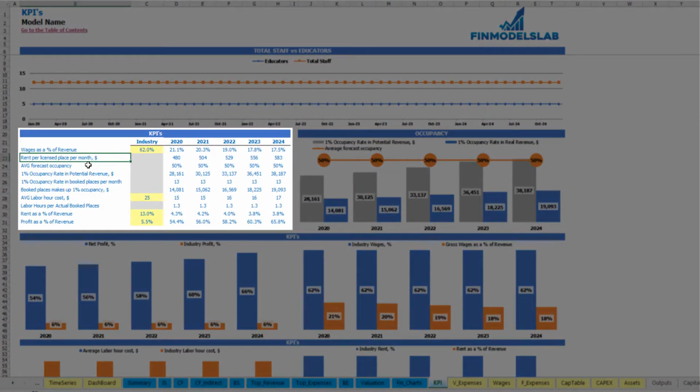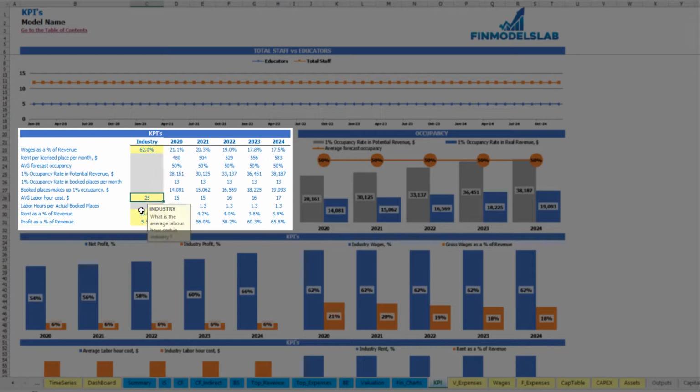percentage of revenue, rent per licensed place per month, average forecast occupancy, occupancy rate and potential revenue, occupancy rate and booked place per month, booked places makes up to 1% occupancy, average labor hour cost, labor hours per actual booked places, rent as a percentage of revenue, and profit as a percentage of revenue.